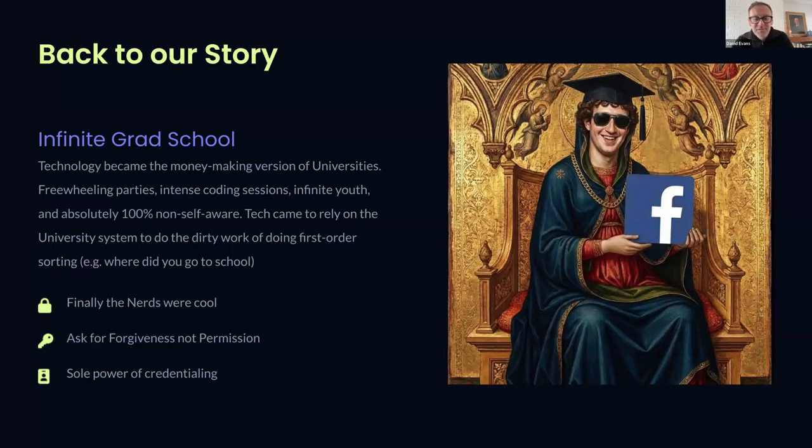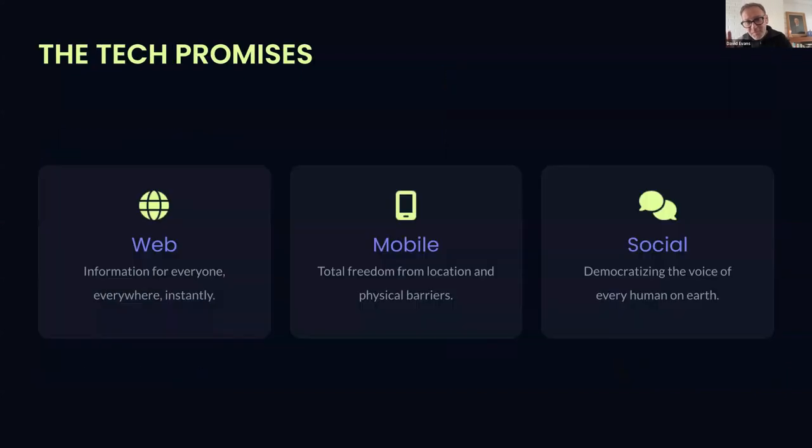We have learned to ask for forgiveness, not permission. This has become sort of like the marching order of the last quarter century. And big tech now has taken the sole power of credentialing away from everyone else, other businesses, other industries, and especially universities.